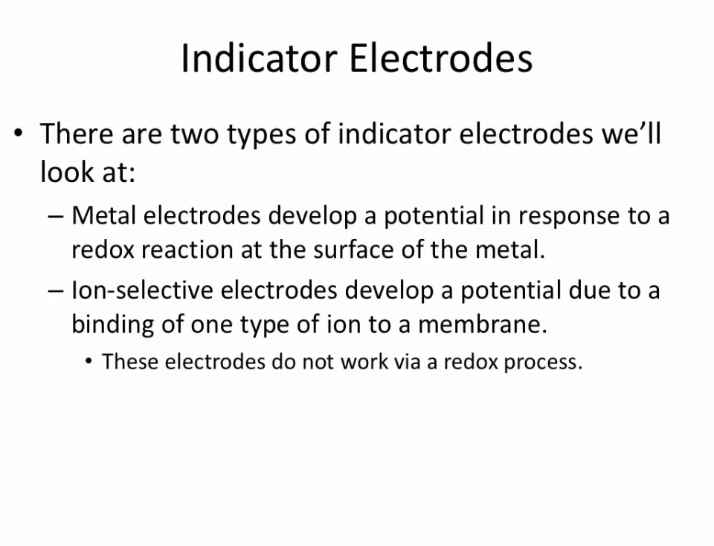Now there are two types of indicator electrodes that we are going to look at. The first is metal electrodes that develop a potential in response to a redox reaction at the surface of the metal. And the second type is ion-selective electrodes that develop a potential due to a binding of one type of ion to a membrane. Now, these electrodes do not work via a redox process.